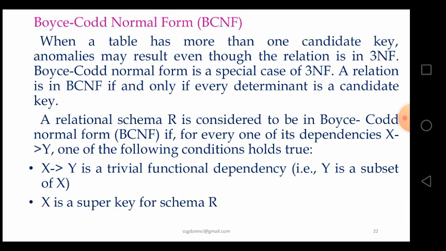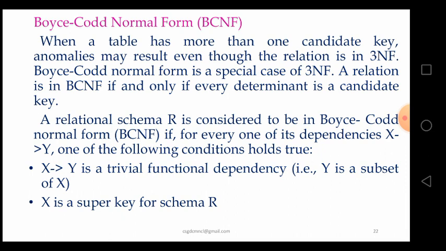Once again, I repeat the Boyce-Codd normal form. When a table has more than one candidate key, anomalies may result even though the relation is in third normal form. Boyce-Codd normal form is a special case of third normal form. A relation is in Boyce-Codd normal form if and only if every determinant is a candidate key.